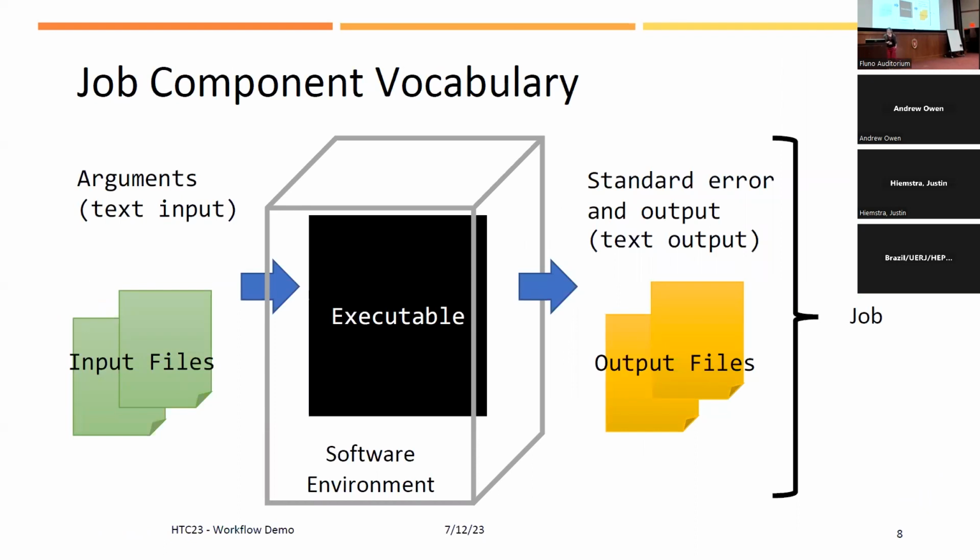I'll present our use case in a minute, but a little more vocabulary before we do that. When I'm thinking about implementing a workload on HTCondor, I think about these components. I think about the inputs. I think about the outputs. I think about the thing I want to run, the executable, and the environment that surrounds it. That's going to be one job. And those are all things that I have to account for as I build an HTCondor submit file.